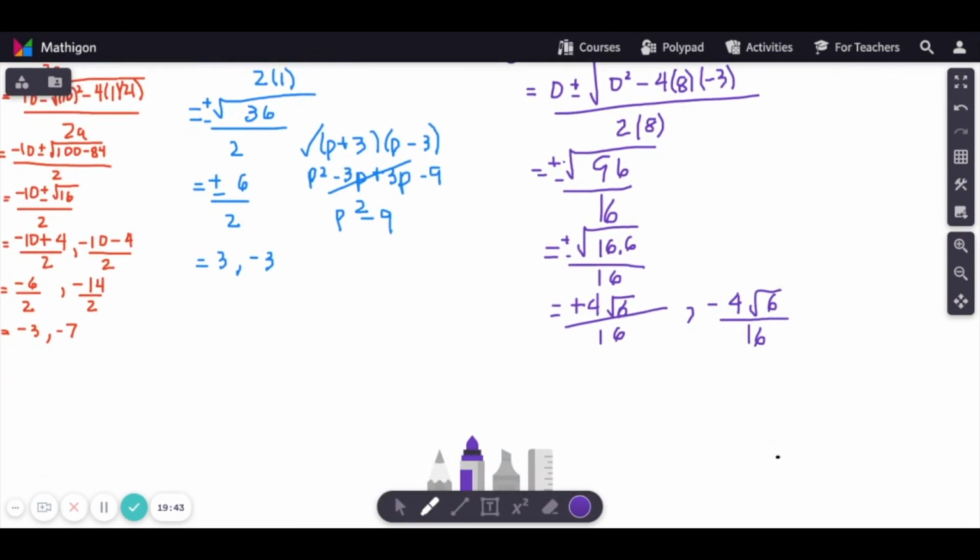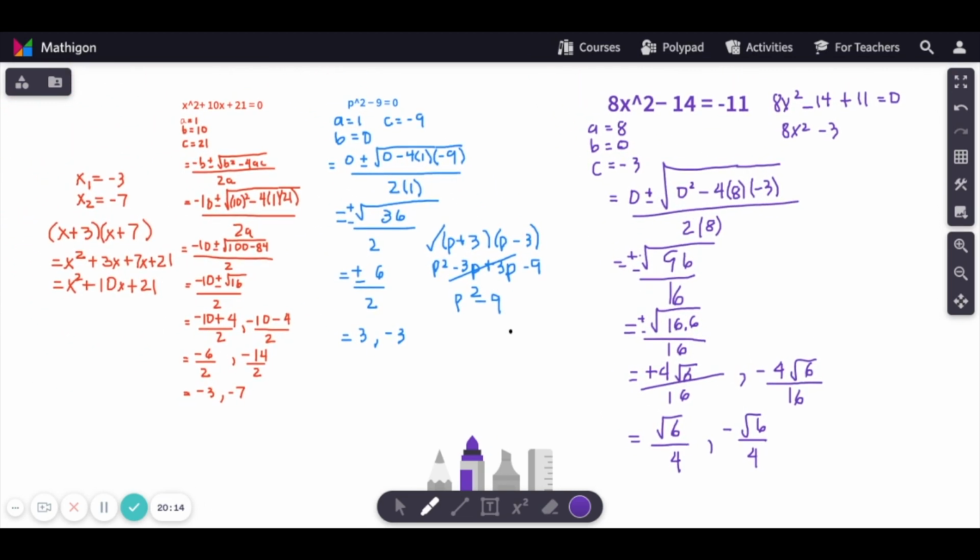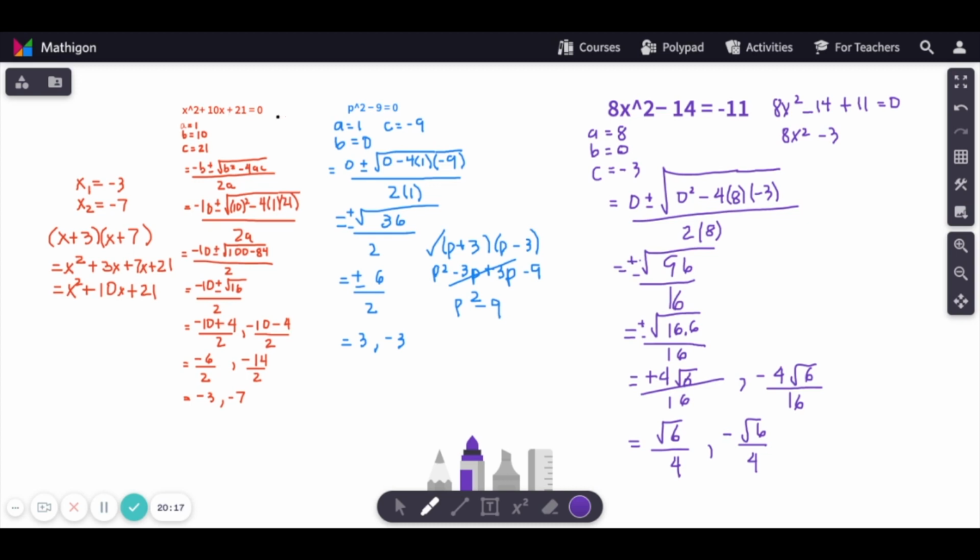Okay po. So, let's simplify. So, 4 and 16, may common term po yan, 4. So, yung positive po, i-lowest term natin. That is square root of 6 over 4, positive. And, ano po yung isa? Negative square root of 6 over 4. So, yan po yung roots. Okay? So, nakuha po. These are quadratic equation. Then, we are extracting the roots using the quadratic formula.